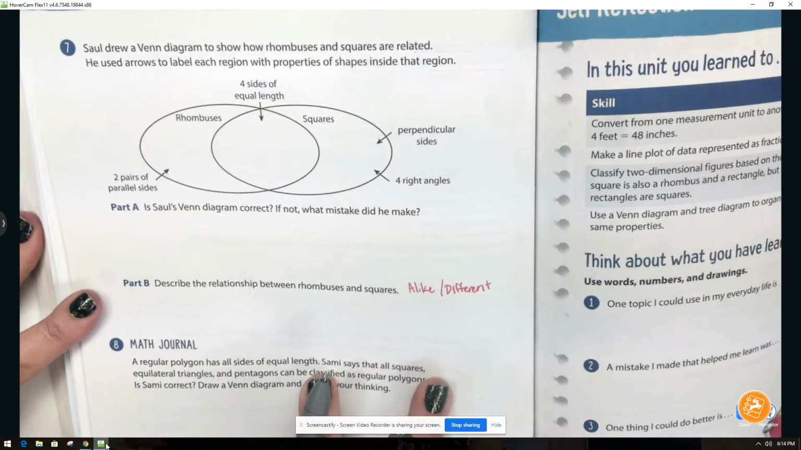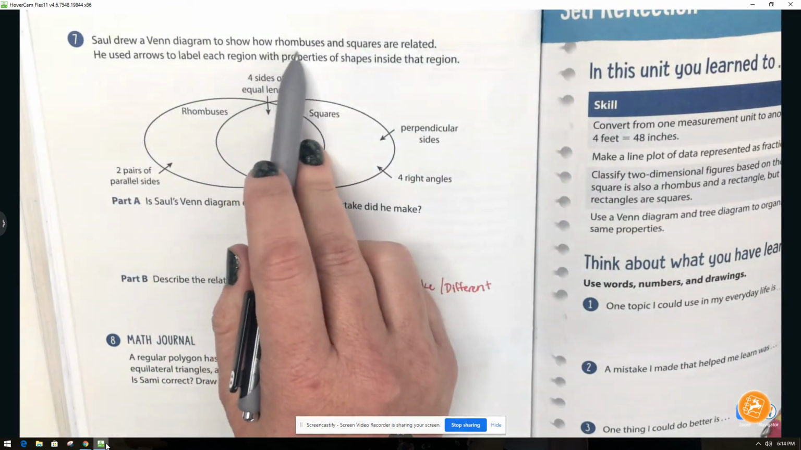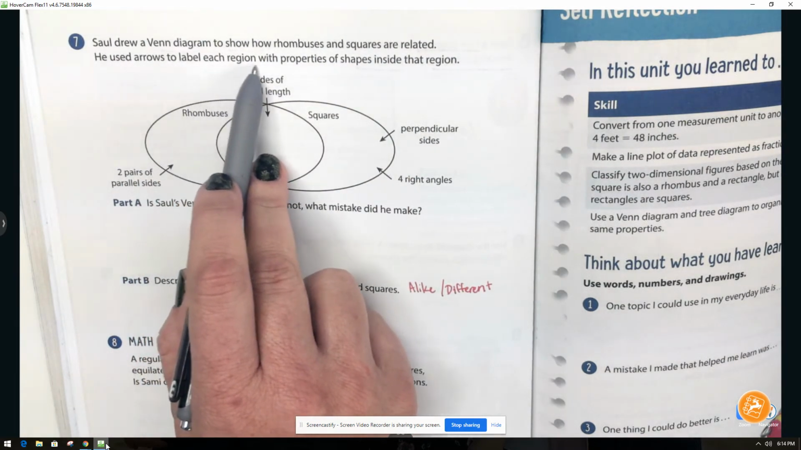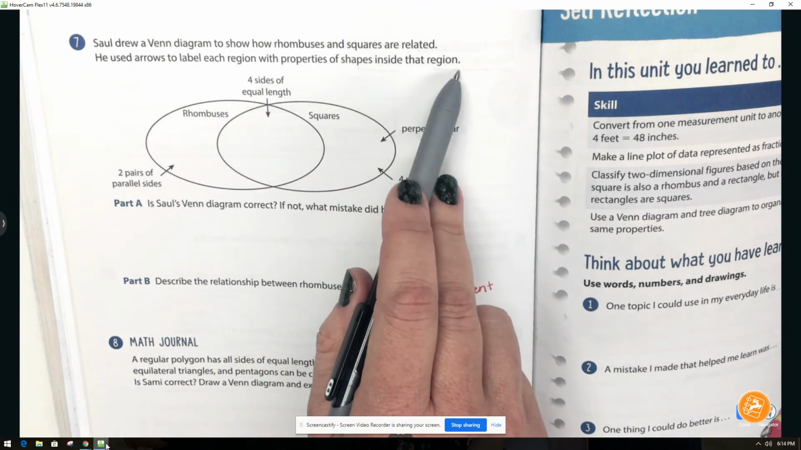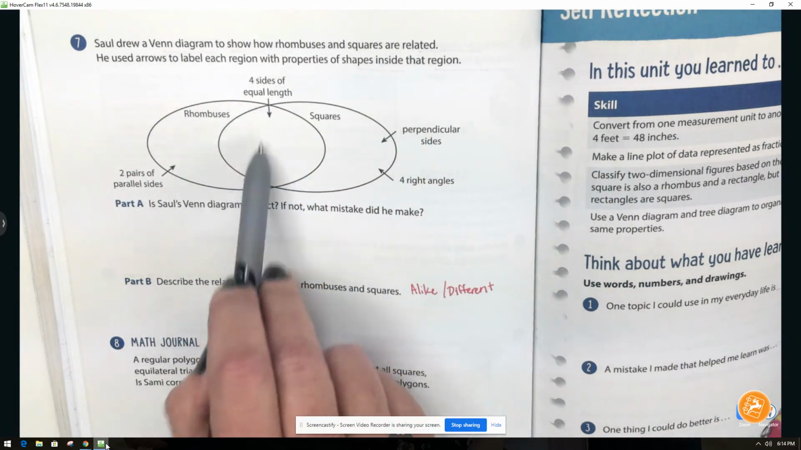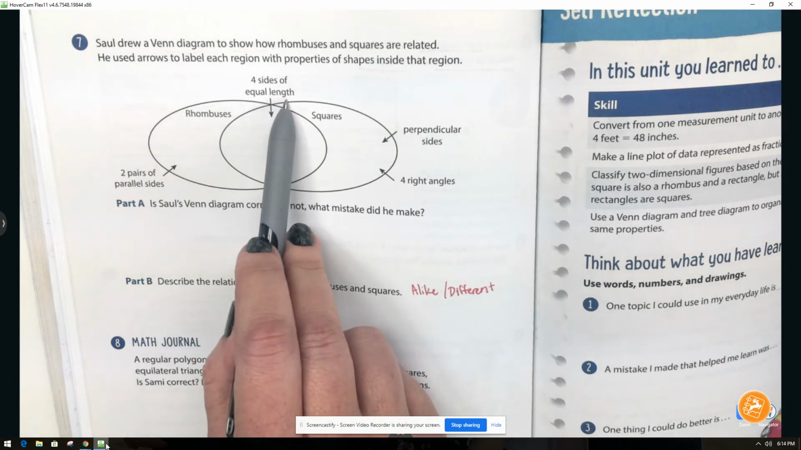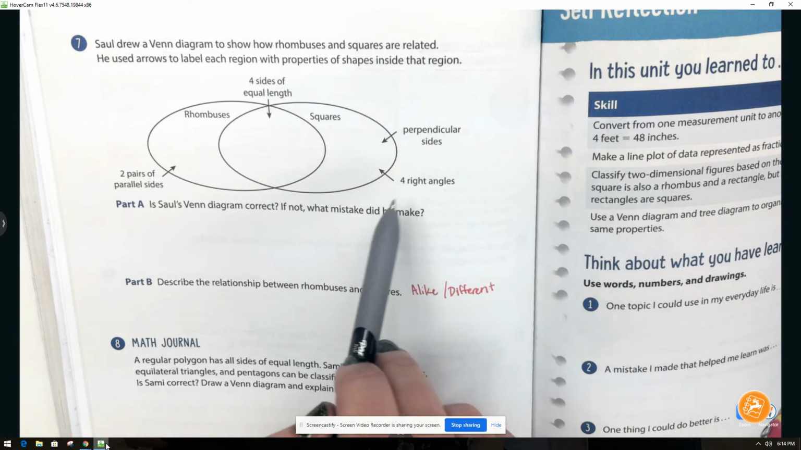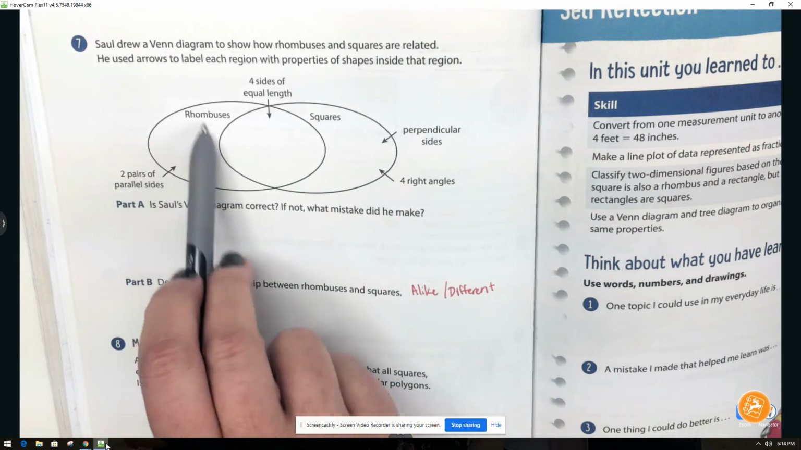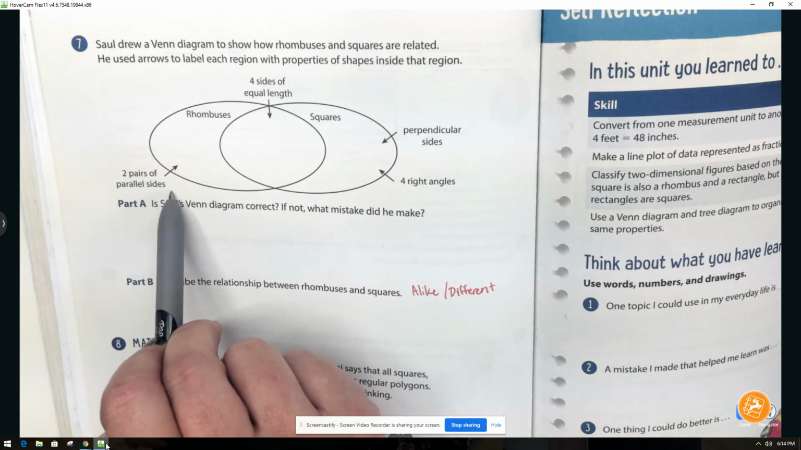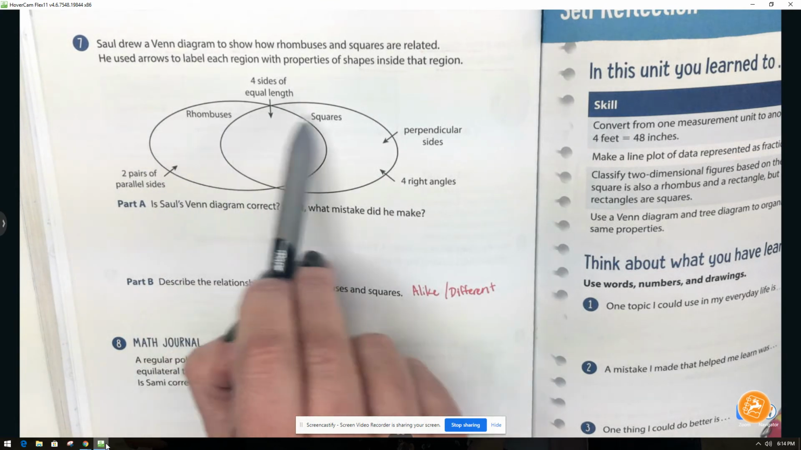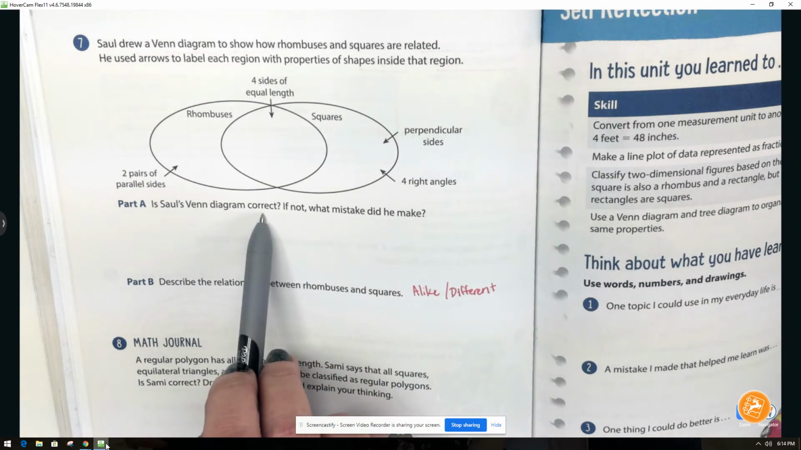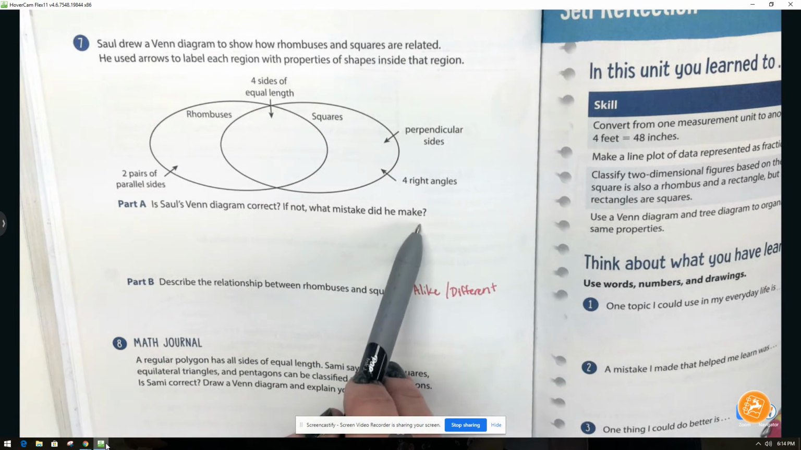Number 7, Saul drew a Venn diagram to show how rhombuses and squares are related. He used arrows to label each region with properties of shapes inside that region. So he said that the shapes that went in here had 4 sides with equal length. The shapes that were over here had perpendicular sides and 4 right angles. The shapes that went over here had 2 pairs of parallel sides, and that these were rhombuses and these were squares. So first of all, is Saul's Venn diagram correct? If not, what mistake did he make?